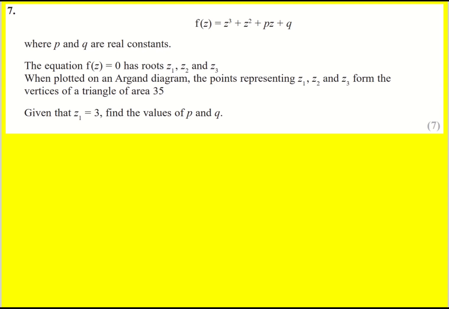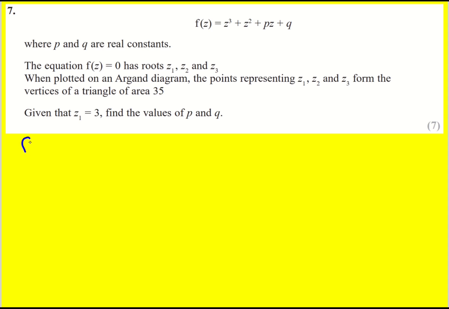So f(z) is z cubed plus z squared plus pz plus q. p and q are real constants. We're told that f(z) equals 0 has three roots, z1, z2, z3, and when plotted on our Argand diagram, the points representing them form the vertices of a triangle of area 35. So this is nice. This makes this question a little bit different. And given that z1 equals 3, find the values of p and q.